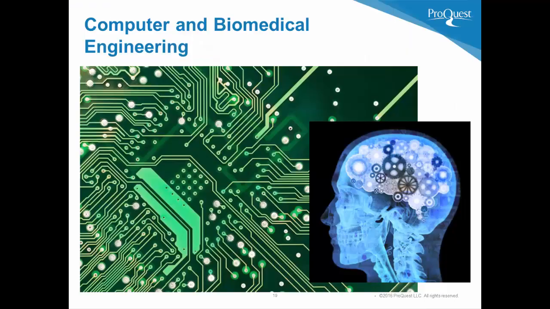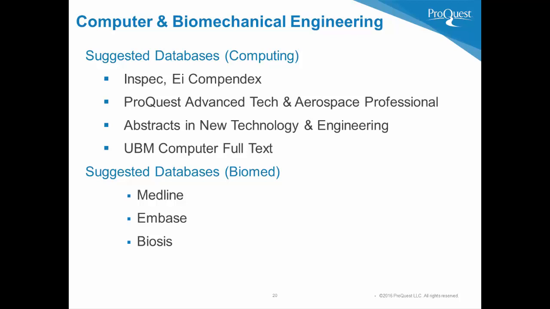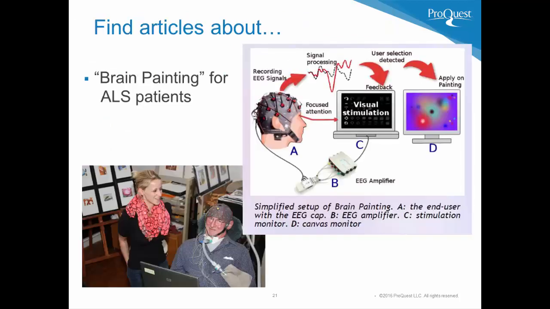Okay, let's do one more. This one will be in the areas of computer engineering and, let's say, biomedical engineering. It's a somewhat unusual search, as you'll see. Here are some of the databases that might be suggested for this type of search, but let's look at the search itself. We're going to be looking for articles about something called brain painting.